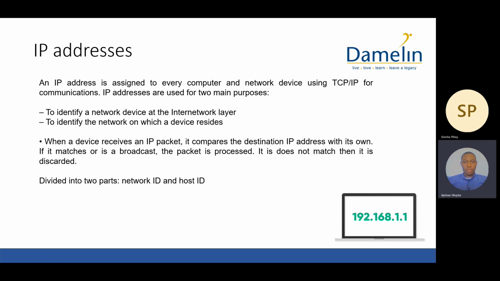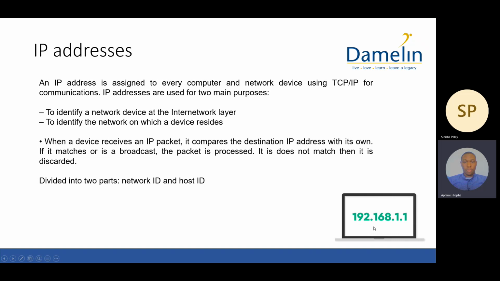Okay, so when a device receives an IP packet, it compares the destination IP address with its own. If it matches or is a broadcast, the packet is processed. If it does not match, then it is discarded. Okay, so a typical IP address is divided into two main portions. We have the network ID portion of an IP address, and then we have the host portion. Now, it's also determined by the class of the IP address that you are using. And I'll explain this in the slides that follow.